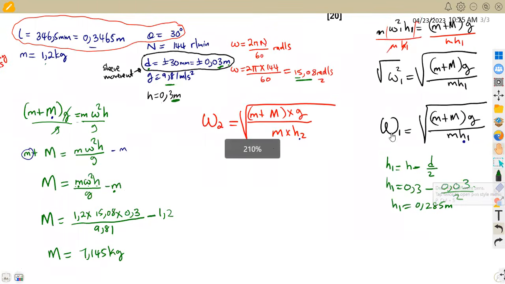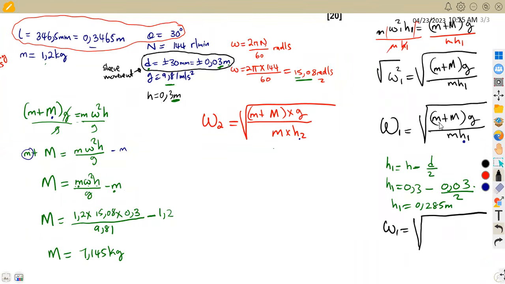Let's substitute here so that we can calculate omega 1 as it is needed on the formula for sensitivity. This is going to be the square root of the mass of the rotating balls, which is 1.2, plus the mass of the sleeve, the one that we calculated here, 7.145. If you got this one wrong, it's going to affect your answers. So that's 7.15. We do not have the frictional force, the part where we subtract the friction.